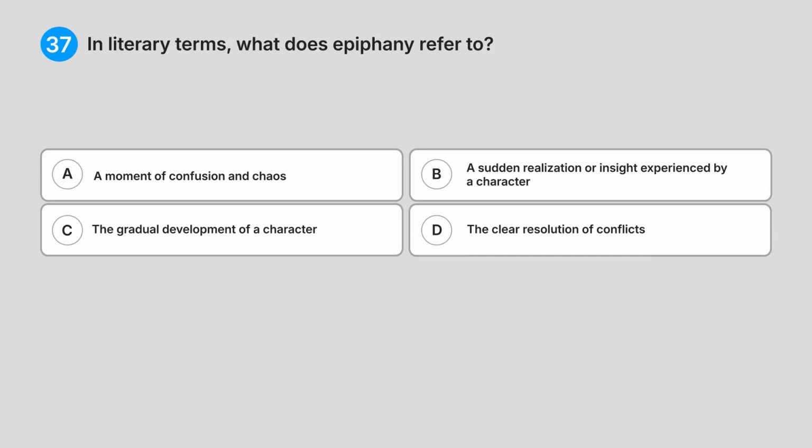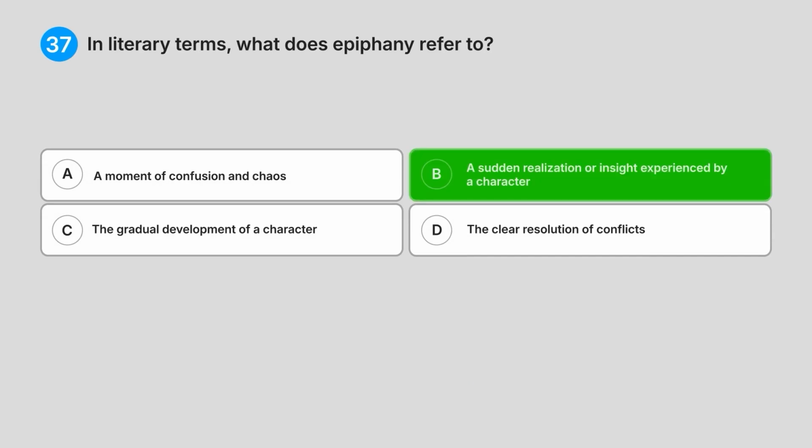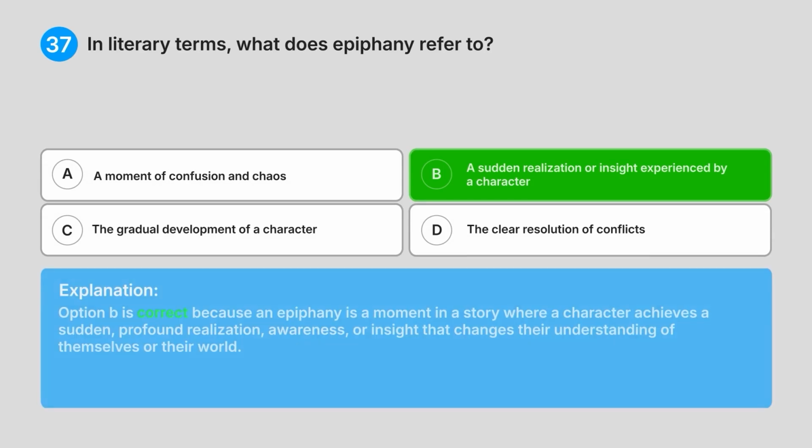Correct answer, B, a sudden realization or insight experienced by a character. Explanation. Option B is correct because an epiphany is a moment in a story where a character achieves a sudden, profound realization, awareness, or insight that changes their understanding of themselves or their world.